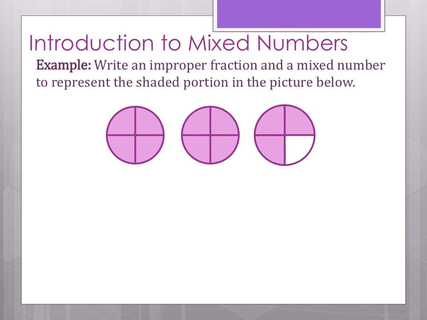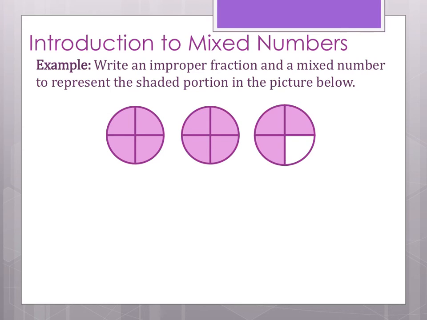So to review, each of these circles here represents a whole, and the number of parts that they're divided up into is going to be the denominator of our fraction. These circles are broken up into 4 parts, so the denominator of these fractions would be 4. So this would be 4/4 or 1 whole. This would be 4/4 or another whole, and this would be 3/4, because only 3 of these 4 parts are shaded.